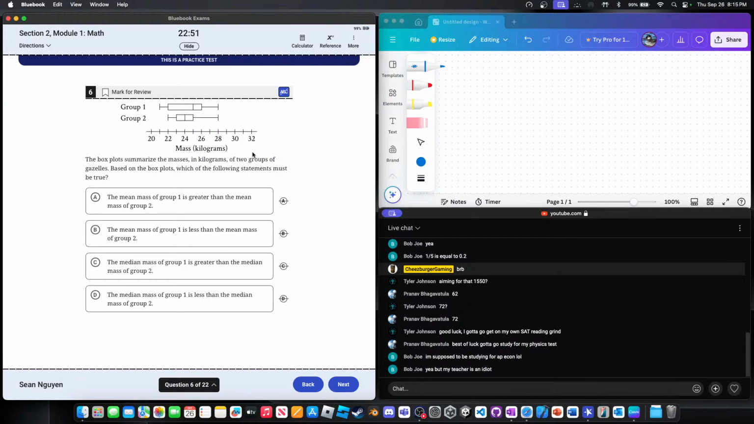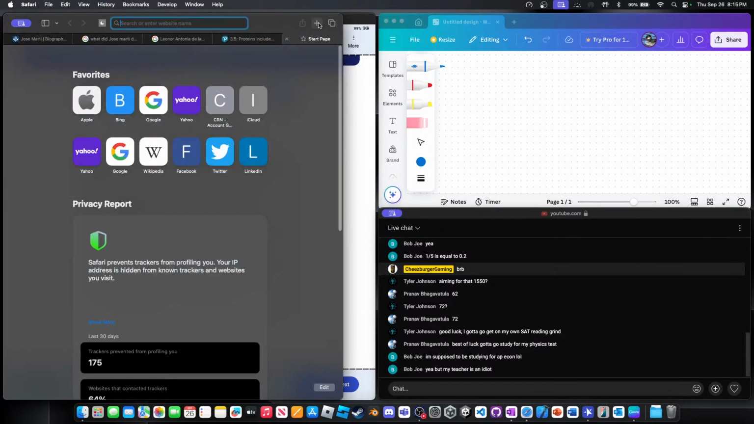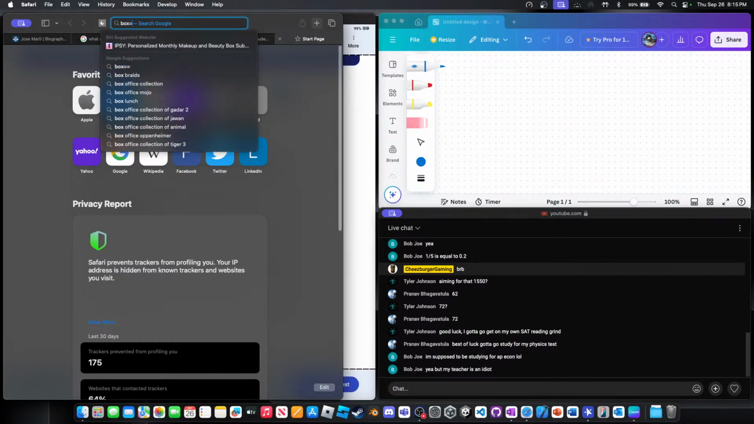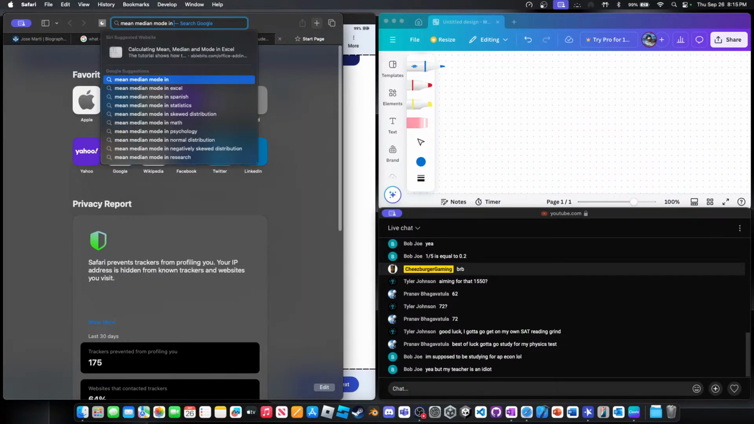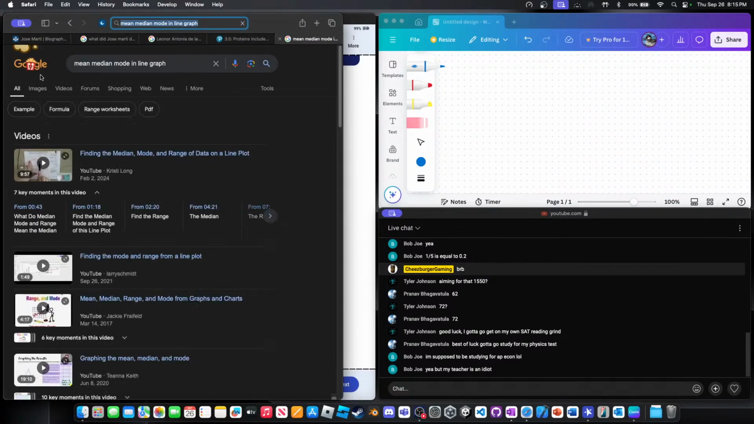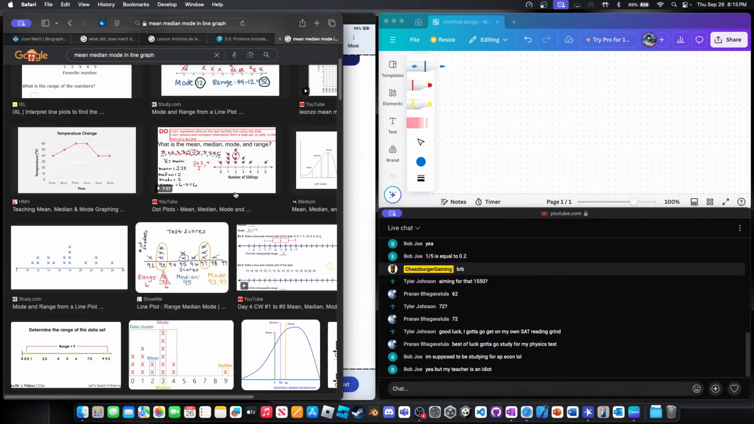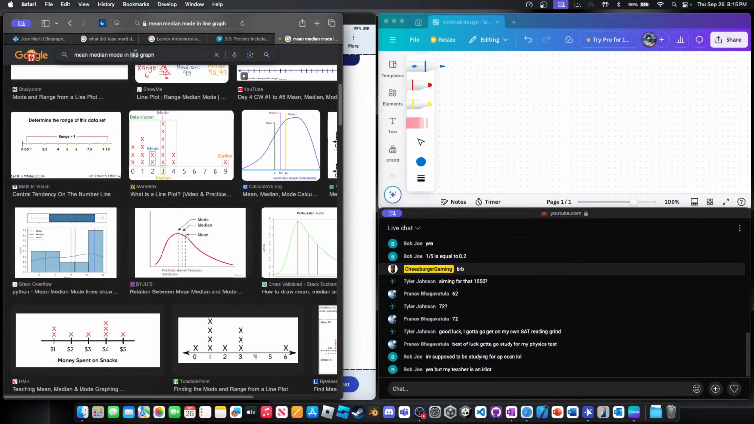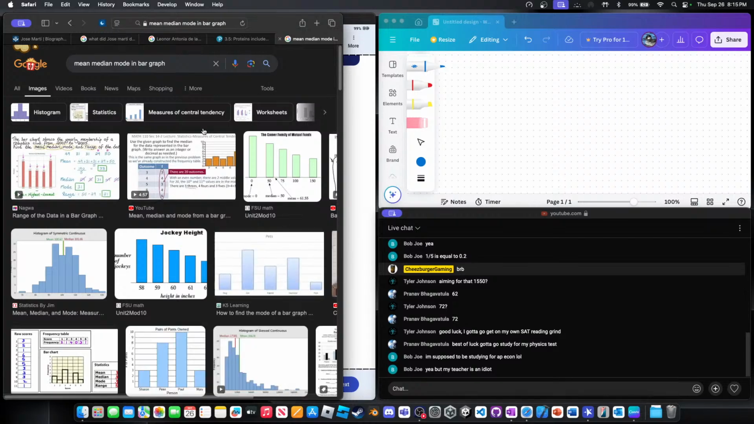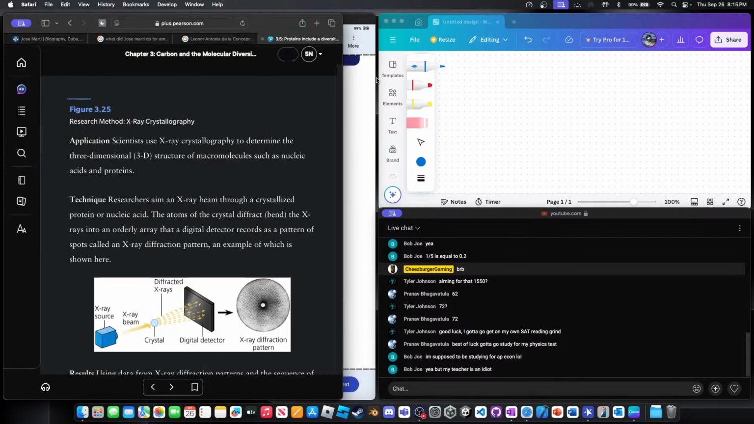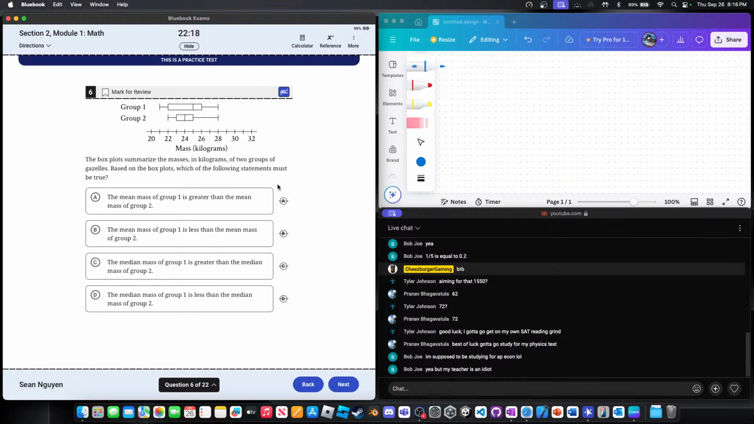What is this? What are these line graphs? What do these boxes represent? Okay, box. No, not that. Okay, I'm pretty clueless here. I'm just gonna have to make an educated guess. Which of the following statements must be true?